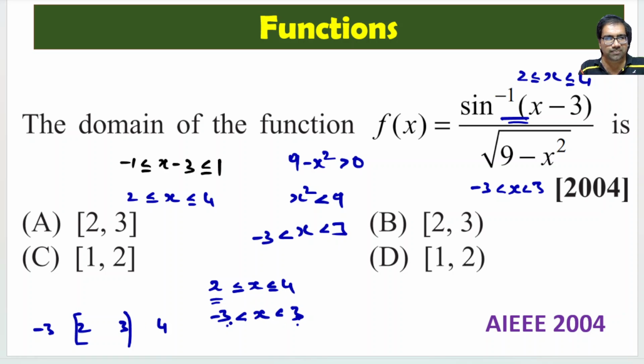As for this, minus 3 is less than x less than 3. So what is the intersection of both of these? X has to satisfy both. Both will be satisfied when 2 is less than or equal to x less than 3. Right. So that is this one. The correct answer is B. Right. Closed bracket 2, open bracket 3.